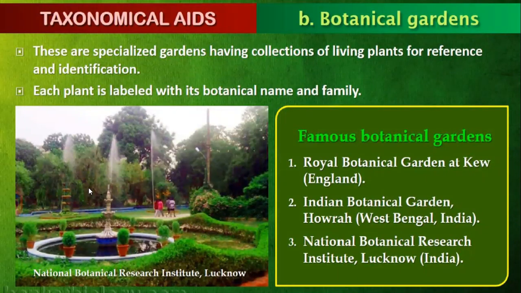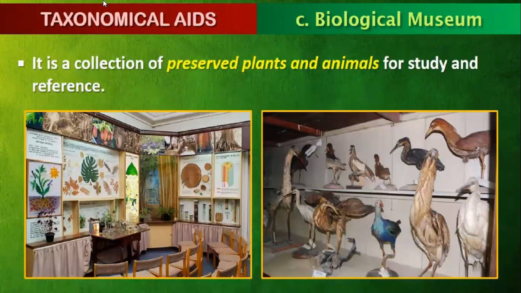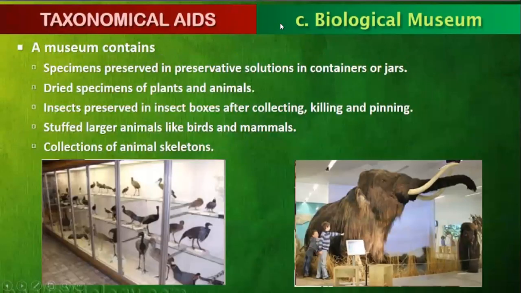Okay, moving on to Biological Museum. A biological museum is a collection of preserved plants and animals for study and reference. Look, preserved plants and animals are used for future reference. Okay, a preserved collection. Is that clear?